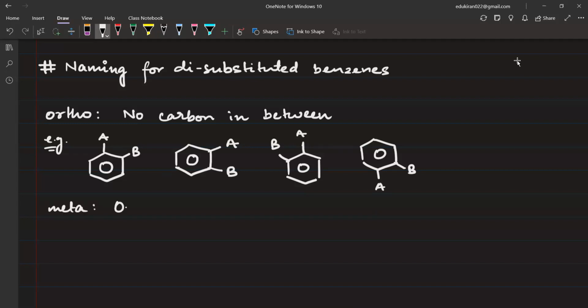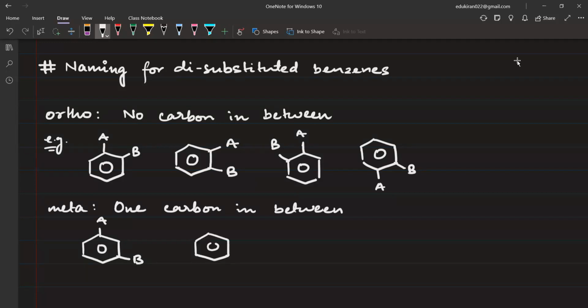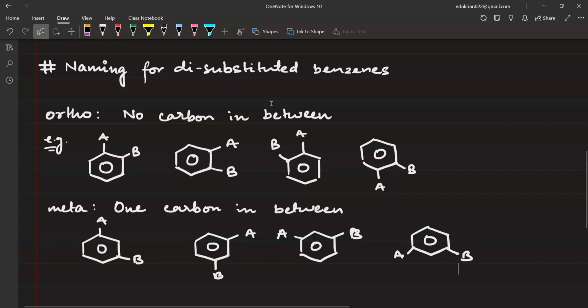Now, next we have meta. Meta will have one carbon in between. Examples would be, a very conventional example is A here and in between a carbon atom and B here. Other examples could be something like this: A here in between and B here. You can also see something like this: A here and B here, one carbon in between, right?